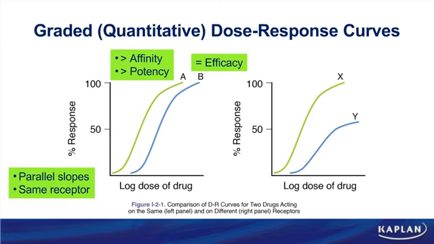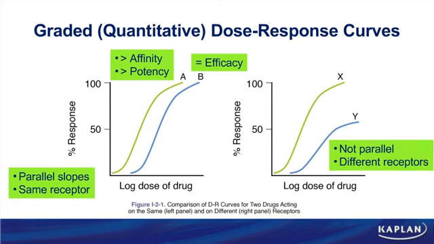Now let's look at curves for X and Y. If we start with affinity, notice how the slopes are not parallel for drug X and drug Y. Since the slopes are not parallel, you should conclude that drug X and drug Y work on different receptors. Since they work on different receptors, you cannot compare their affinities. Affinity is a term that you can only use when you're talking about a single receptor with multiple drugs.